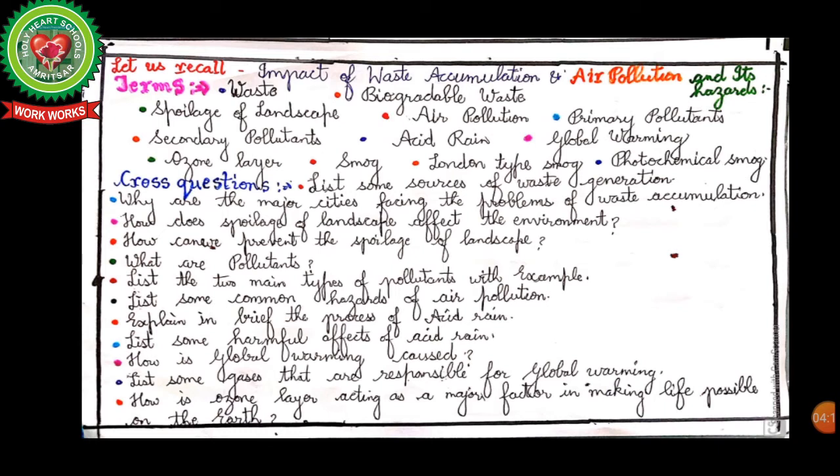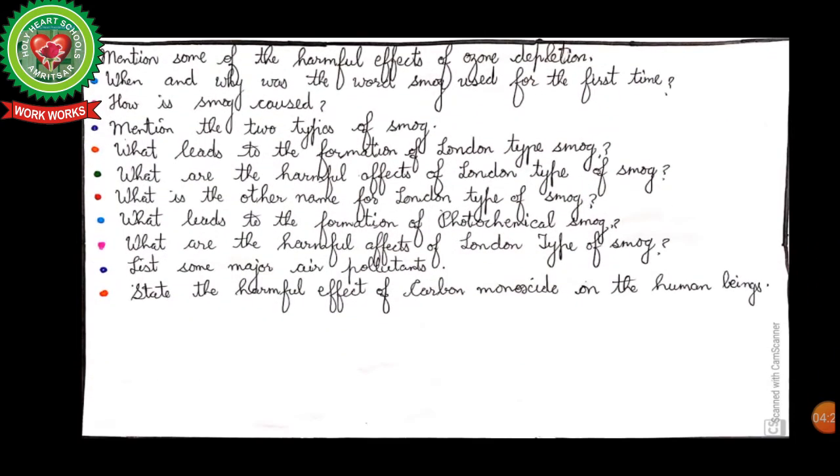How is global warming caused? List some gases that are responsible for global warming. How is ozone layer acting as a major factor in making life possible on the earth? Mention some of the harmful effects of ozone depletion. When and why was the word smog used for the first time? How is smog caused? Mention the 2 types of smog. What leads to the formation of London type of smog? What are the harmful effects of London type of smog? What is the other name for London type of smog? What leads to the formation of photochemical smog? What are the harmful effects of photochemical smog?